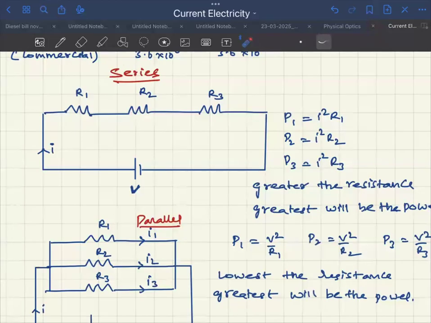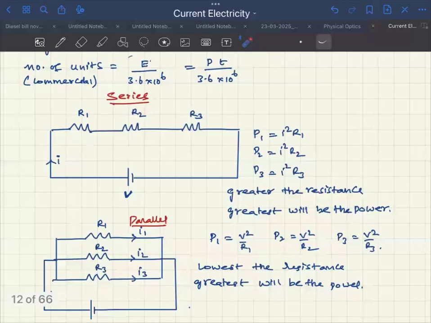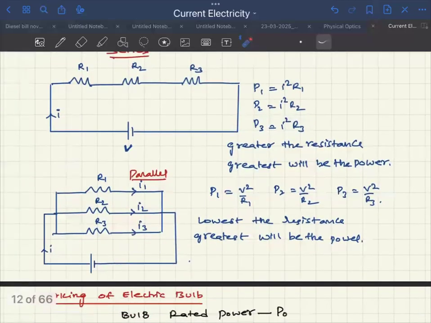So power delivered is I square R1, I square R2, I square R3. The higher the resistance, the higher the power delivered. The greater the resistance, the greater will be the power delivered. Whereas in case of parallel combination, the potential drop is the same across each resistor.